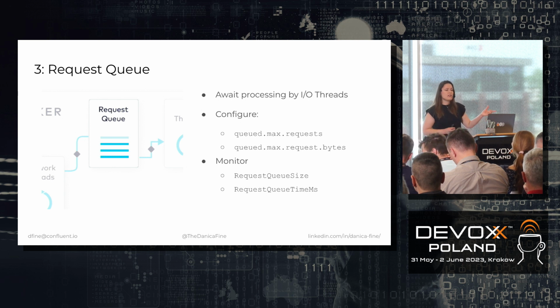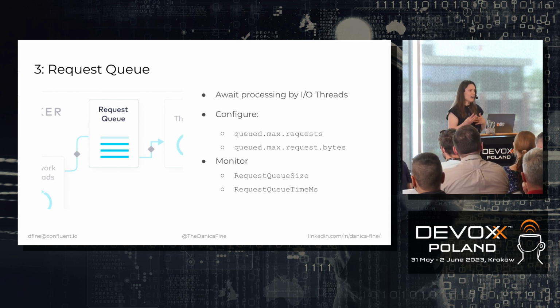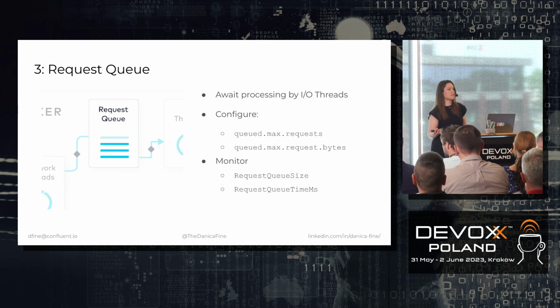You can monitor the size of this request queue, as well as the amount of time that requests hang around in this queue. These metrics together are a pretty good proxy for giving you an idea of how well your I/O threads are actually doing and how long they're taking to process the requests once they get a hold of them, okay? So use this to figure out if your broker's overwhelmed. If the request queue is full for any reason, it's going to block, okay? We're not going to add any more requests, so this is kind of an important thing to monitor.